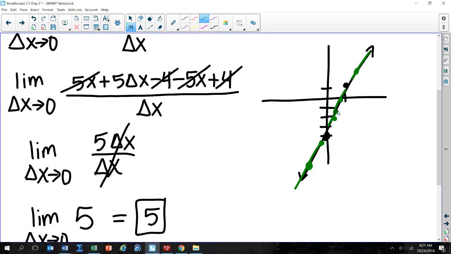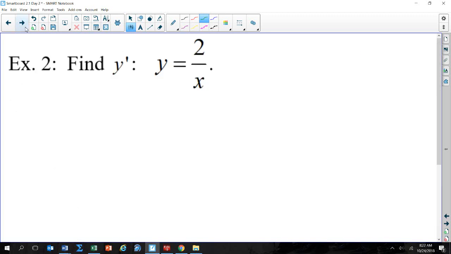So, as a note. Okay, what does y prime mean? Derivative, right? It's a noun. Find what? Find the derivative, the noun, derivative. Okay? So I'm going to use 2 over x for this example. So again, we have our limit definition of a derivative.